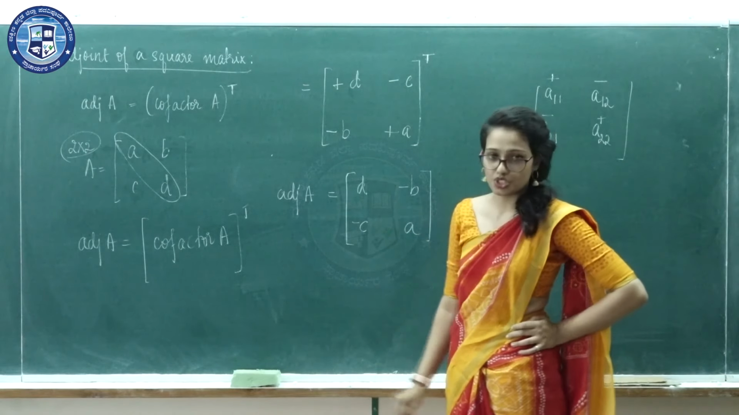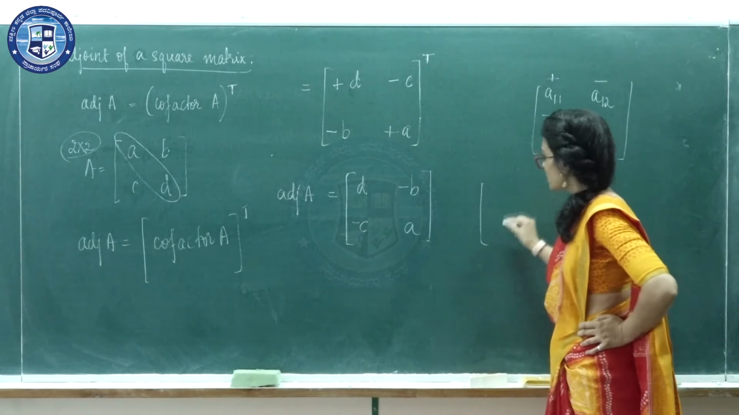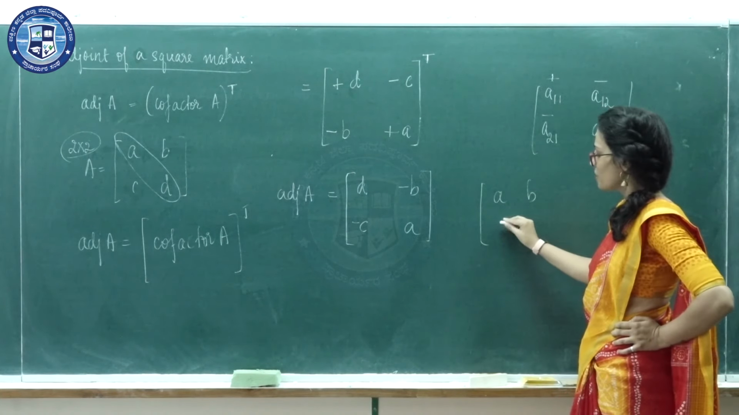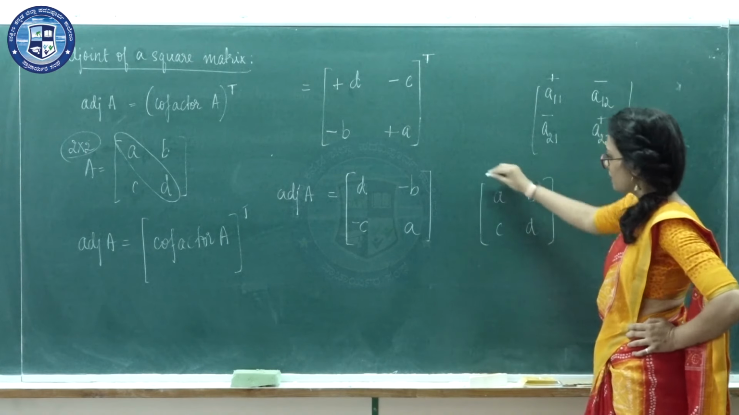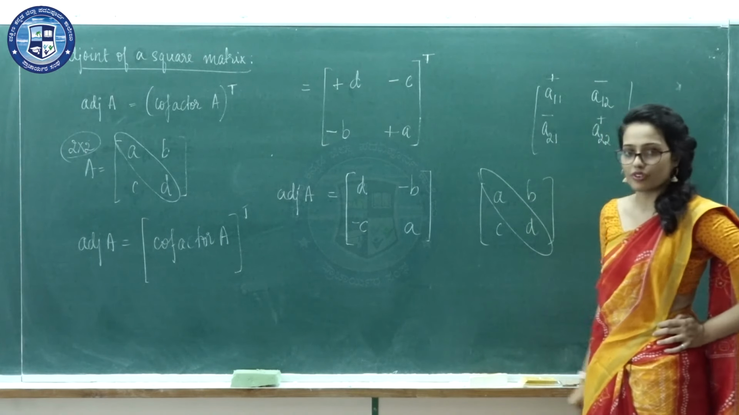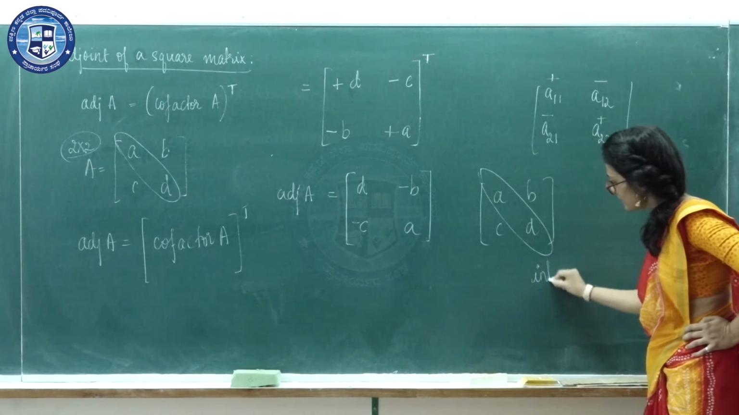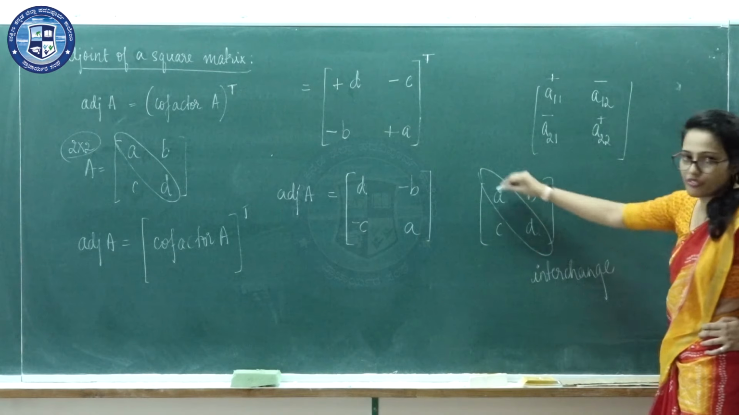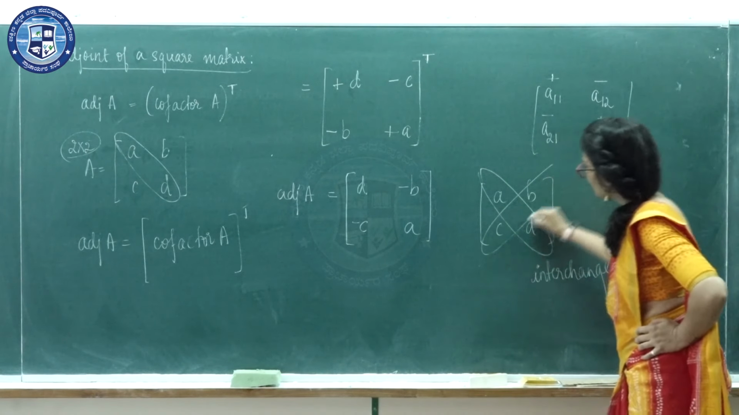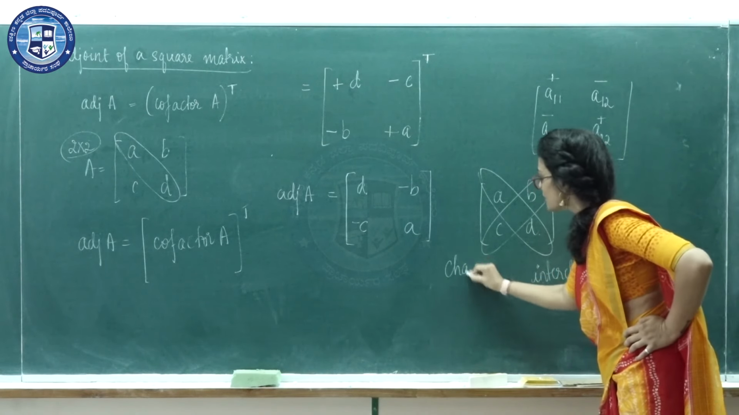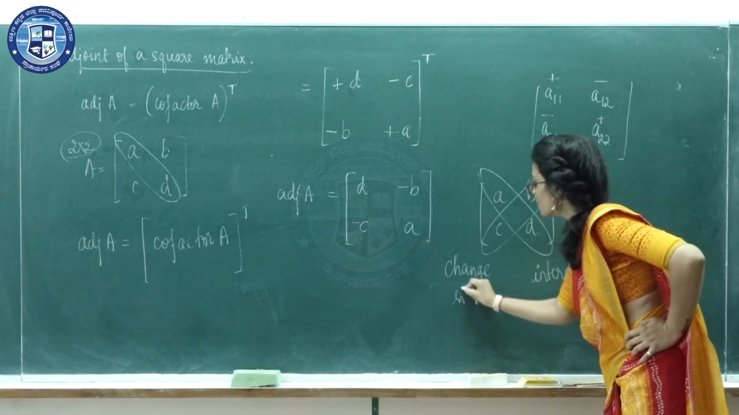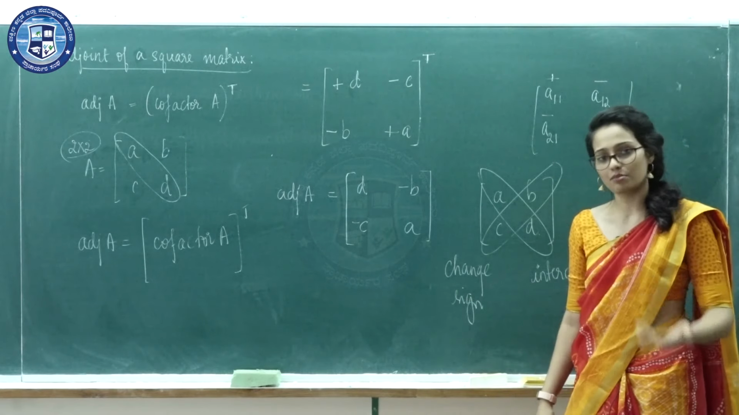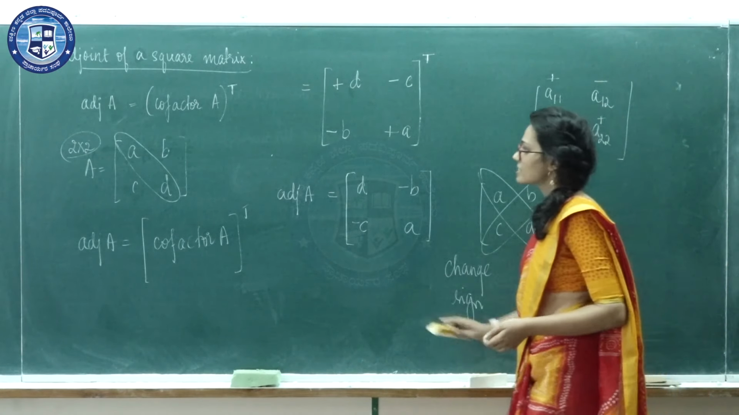So signs are changed. So the shortcut to find the adjoint of A is, if you have a 2 cross 2 matrix A, B, C, D, we will interchange these two values, the places of A and D, and here we change the sign. So if it is positive, you make it negative. If it is negative, we make it positive. Okay. Let's take an example.